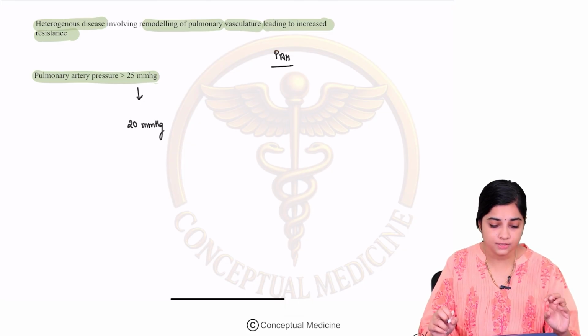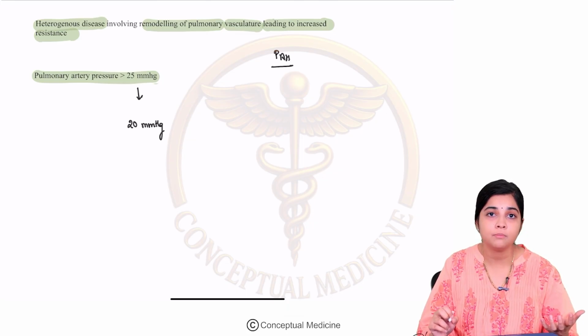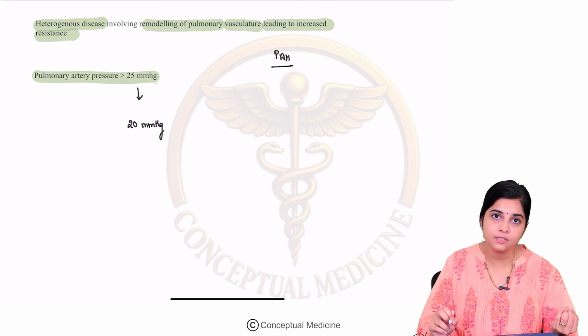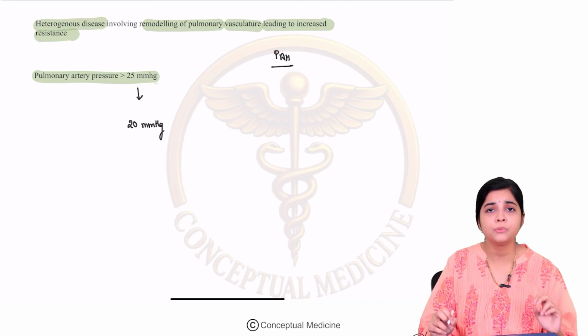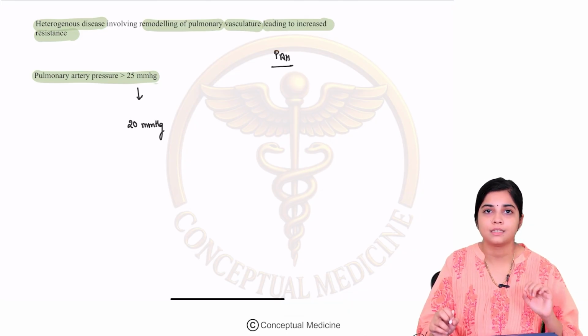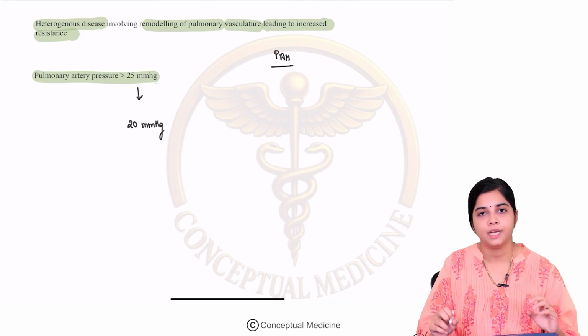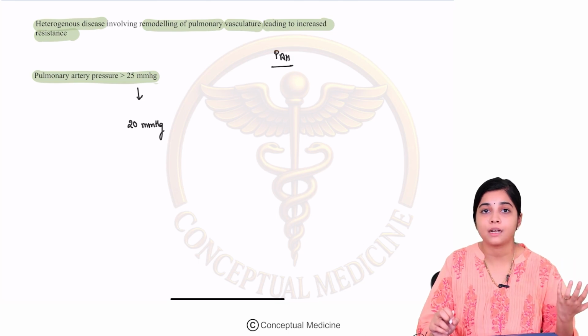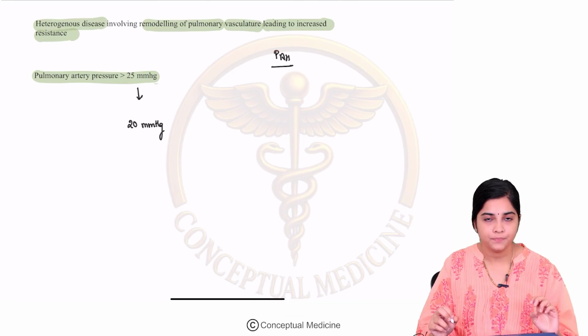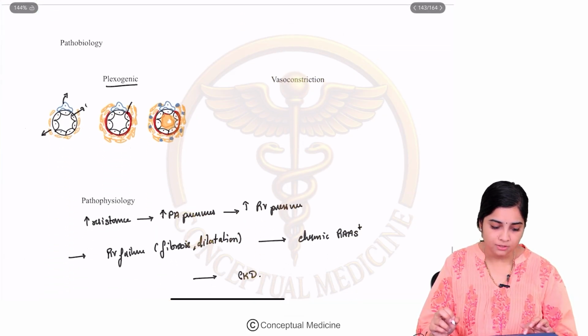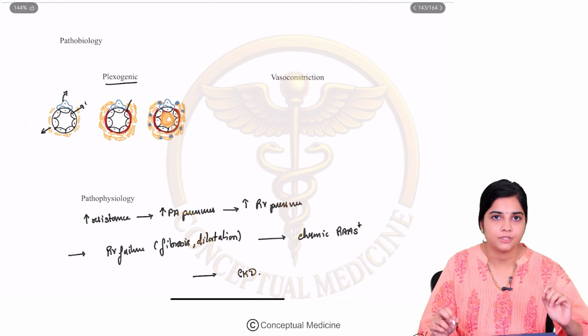So what is pulmonary hypertension? It is a heterogeneous disorder which involves the remodeling of the pulmonary vasculature, leading to increased resistance within the pulmonary vessels. The two most important causes that you have to remember are left heart disease and an underlying lung pathology. And which are the chambers which are affected as a result of it? It is predominantly the right-sided chambers, the RA and the RV. Okay, clear? Now let us look at the pathobiology of pulmonary hypertension, right?